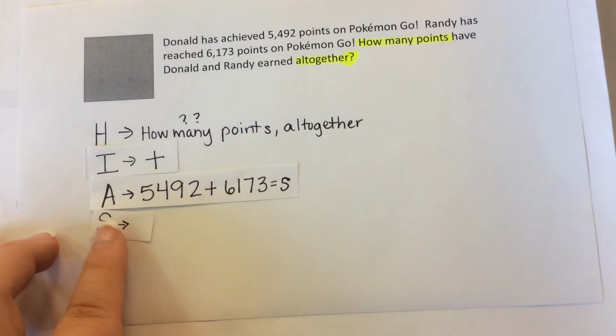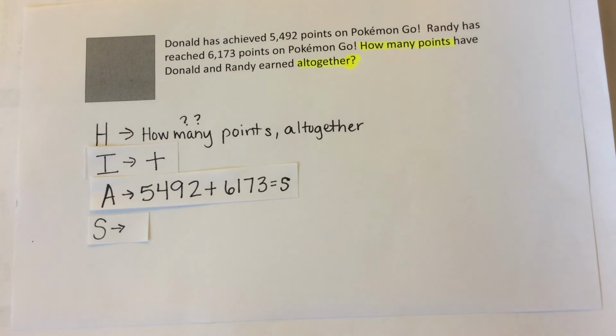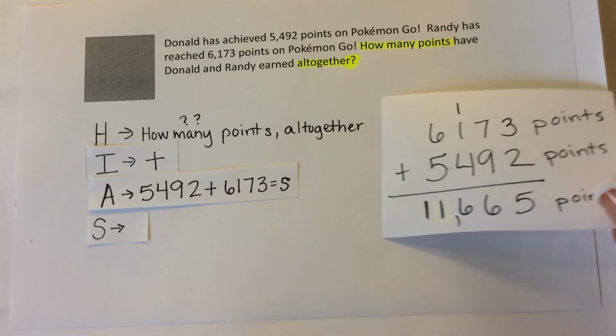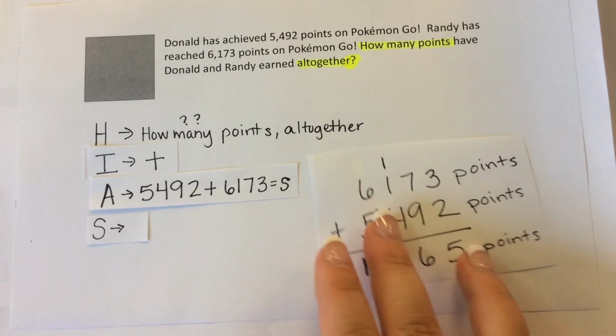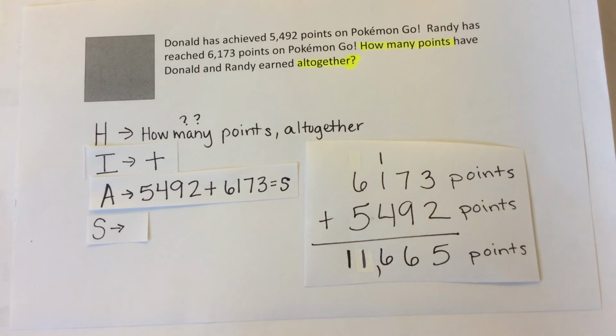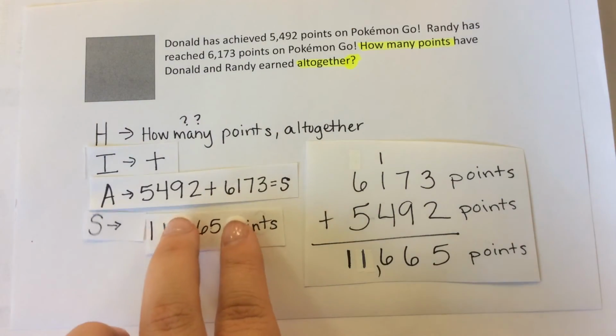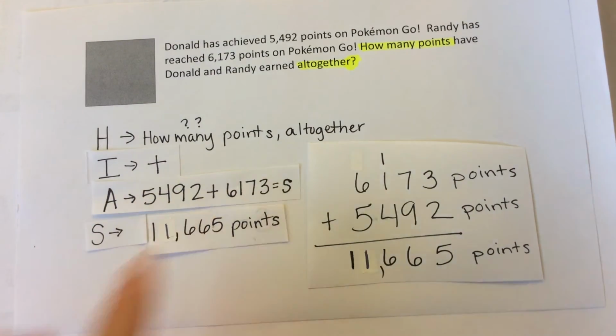Now we can solve. To solve, I'm going to go on the side here, and I'm going to line these two numbers up by their place value and add them up. 6,173 plus 5,492 equals 11,665 points. I'm going to put that over here in my solution.